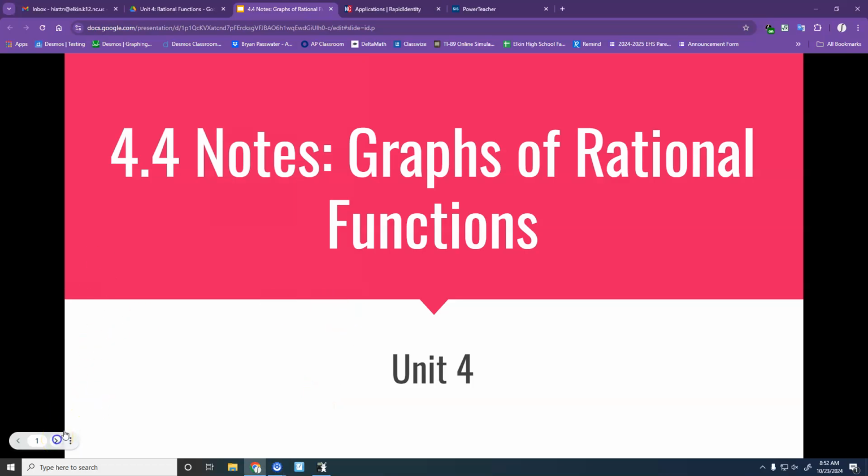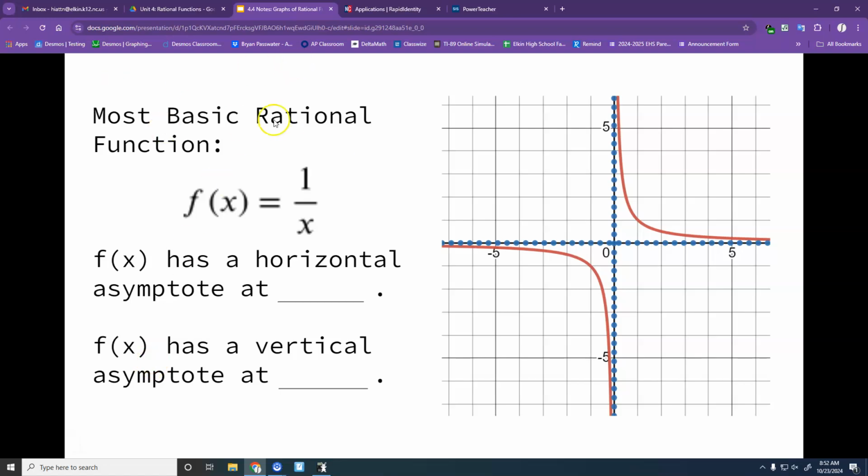All right. So, the very most basic rational function that you will see is f of x equals 1 over x. This is a rational function because it has a variable in the denominator, right? So, it looks like this right here. And the dotted lines that I have on this graph are not part of the graph. Those are our asymptotes for the graph.